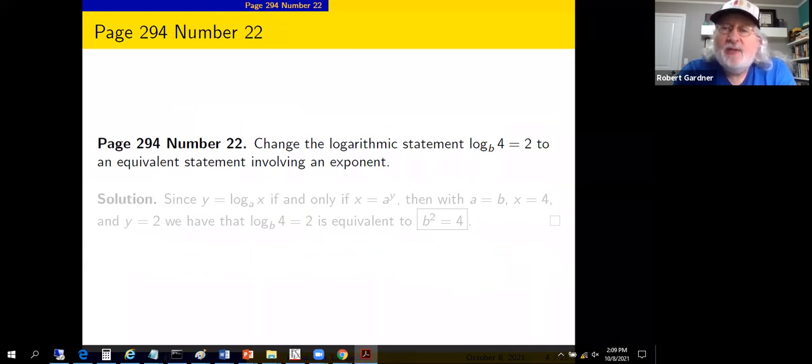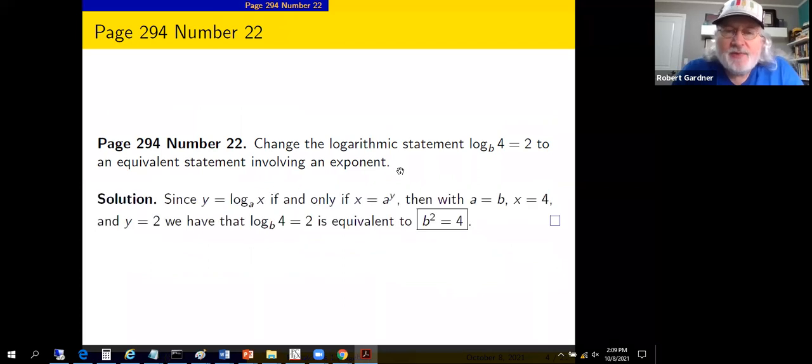Let's change this logarithmic statement, log base b of 4 equals 2, to an equivalent statement involving exponents. Same relationship, except this time we've got y equals log base a of x. So here's y, here's a, and here's x. We'll match this up with this and then produce the exponential function. The base of the log function is b. We've used these symbols where we had the base of the log is a. So in terms of these symbols, a equals b.